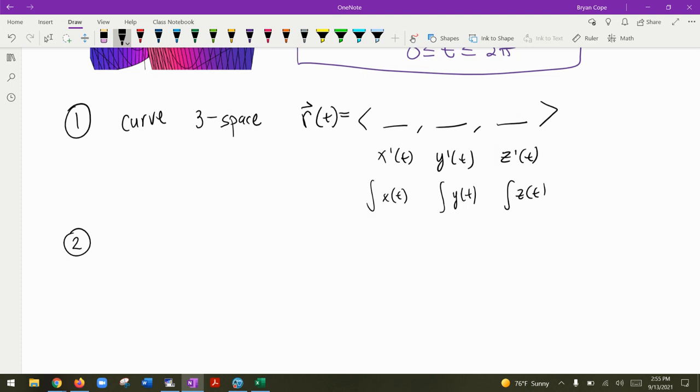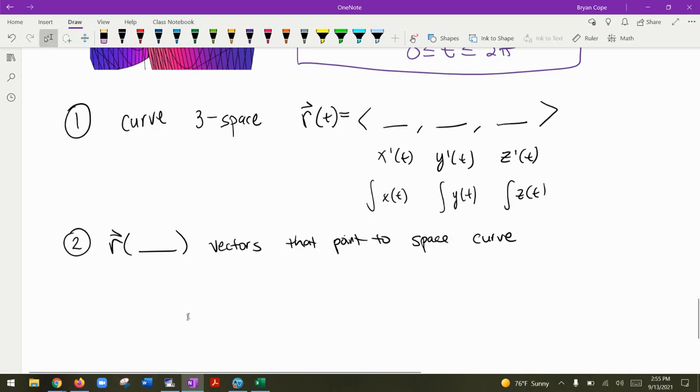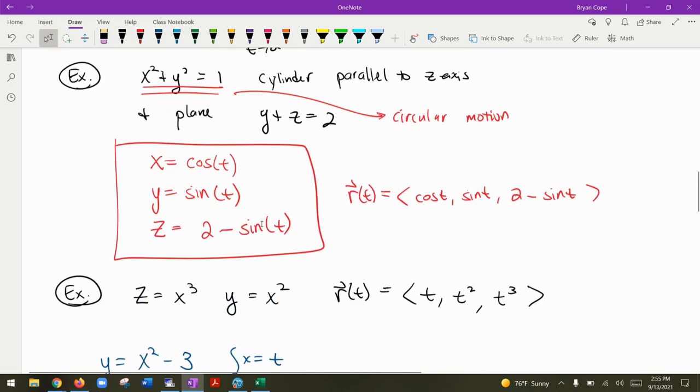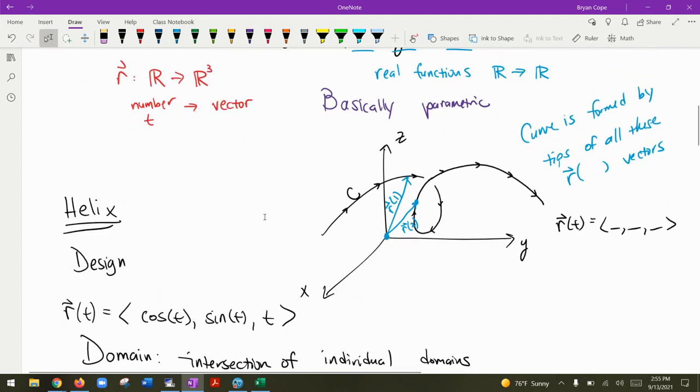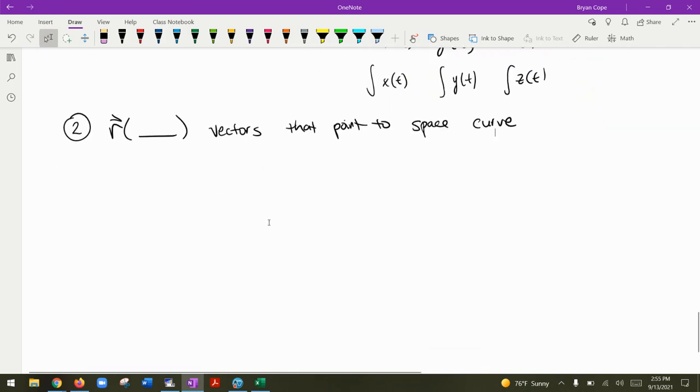Yeah, the vector function defines a space curve. What it does is, all of the r of whatevers are just vectors that point to the space curve. They point to various points on the space curve. For those of you who are going to go back and watch the video, you're going to come across this picture right there where I tried to explain that. The curve is formed by the tips of all of those vectors. Good. Okay, that's number 2.